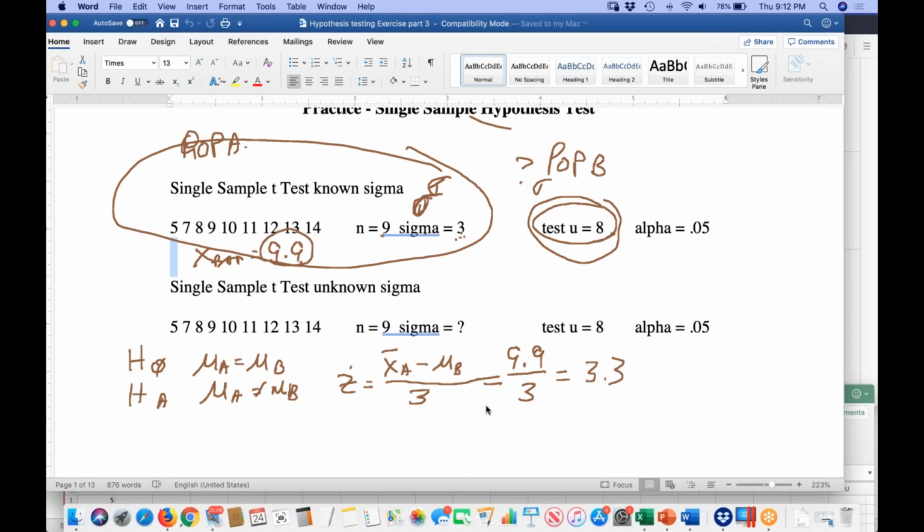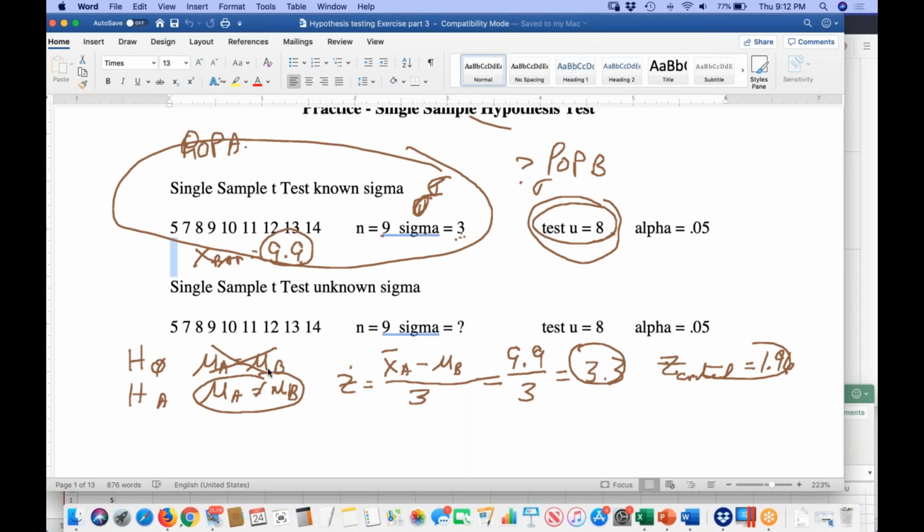Okay, so now what is the critical value of Z that I have to exceed in order to be 95% sure that these means are far enough apart? The critical value of Z has to be equal to 1.96. Have I exceeded the critical value of Z? So what can I say about my null and alternative hypothesis? I can reject my null hypothesis and accept my alternative hypothesis.